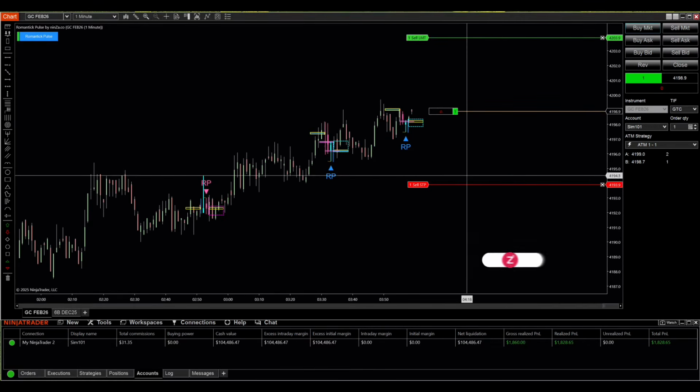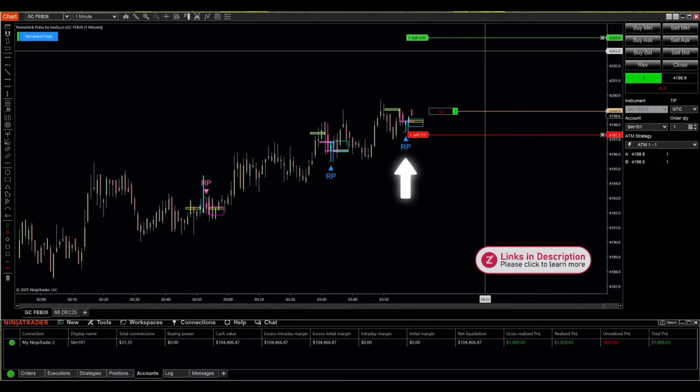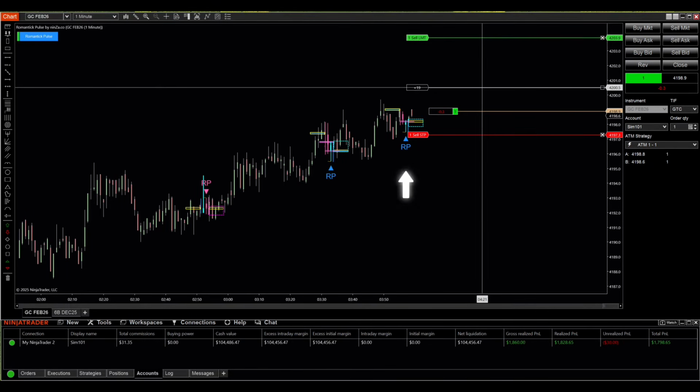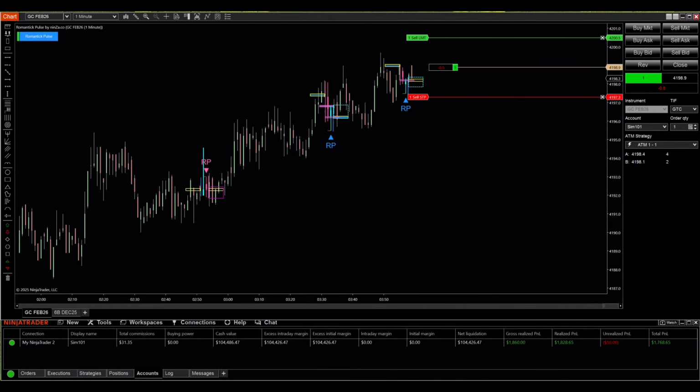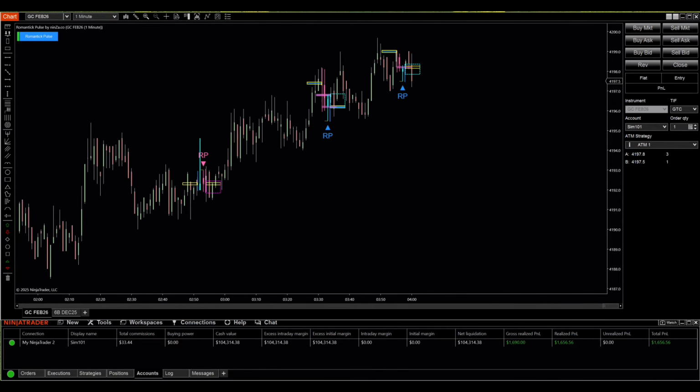Price was still maintaining a strong uptrend, so I continued to take a buy entry, placing the stop loss right below the Romantick Pulse signal candle. However, price didn't move as expected, and I was stopped out.